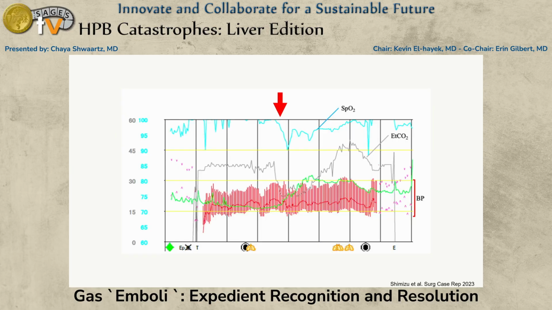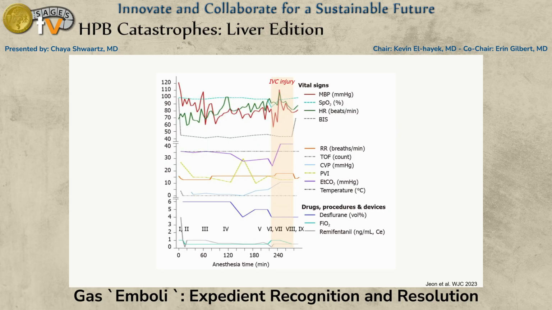As you can see here, the first thing you see many times is the end-tidal CO2, and then the O2 saturation is coming down, the blood pressure is coming down. You can see on that graph very well when the IVC injury is happening. The end-tidal CO2 goes down in the scheme, then the O2 saturation goes low, blood pressure goes low, and the heart rate goes up.